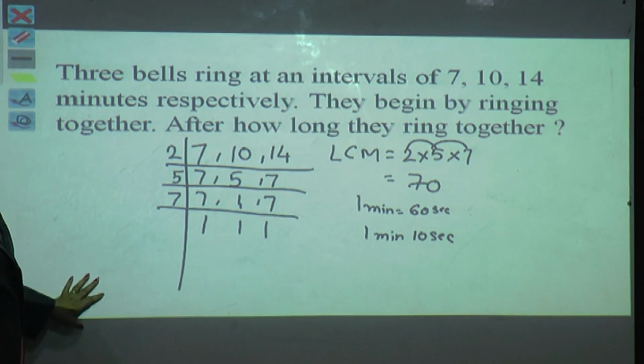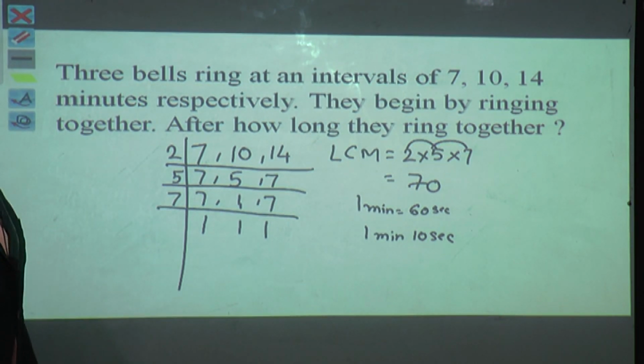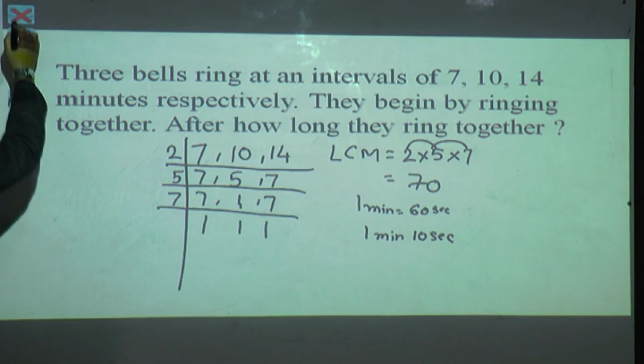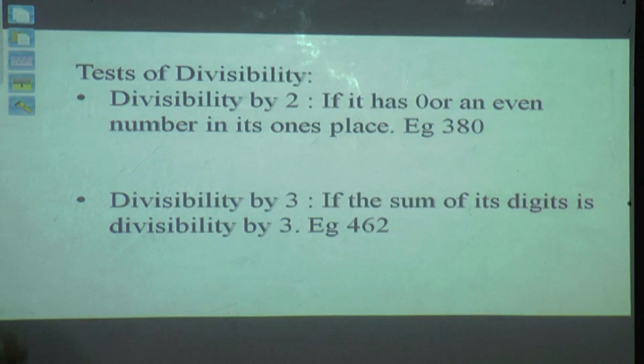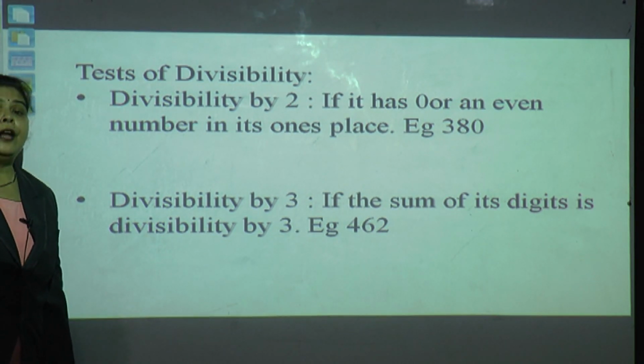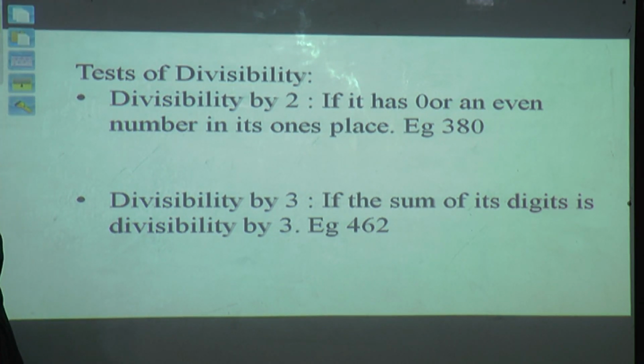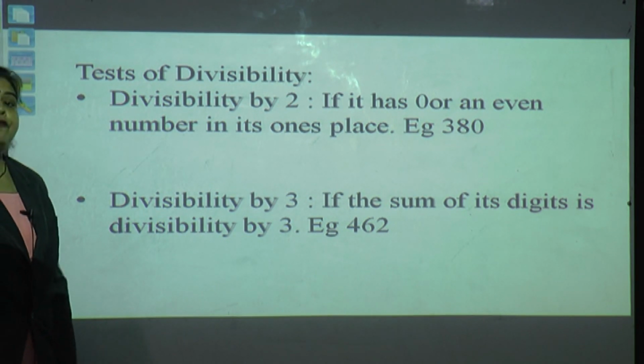This is how we have to find LCM, and whatever the question being asked, we have to solve it step by step. Just practice this LCM and HCF, so it will be helpful for you and you can solve it more easily. Now we have learned how to find HCF and LCM by the prime factorization method and division method.